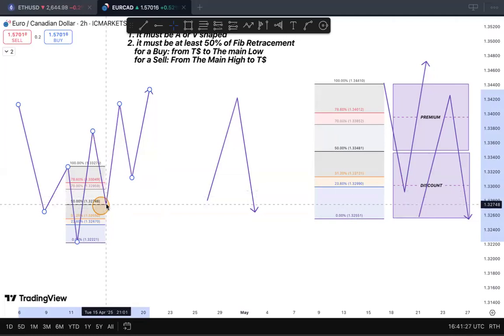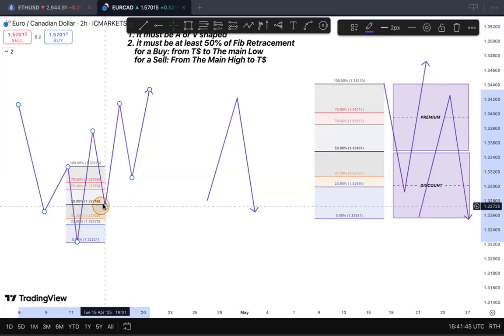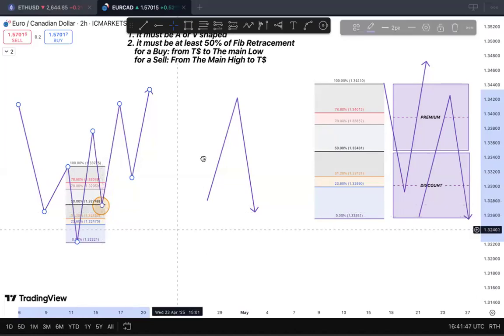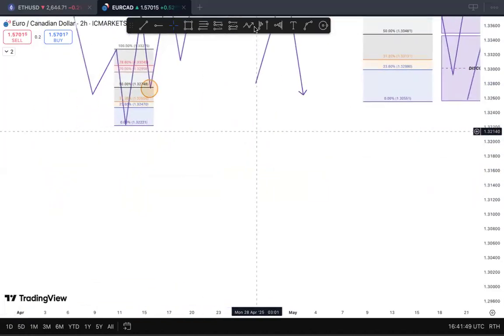So it is either at least, remember that word, at least. That means the lowest it should be is 50. But what you're expecting is this structural liquidity should be at the discount zone. But the lowest, the least of all is 50%. If it is not 50%, it is not valid. Okay? So if you understand this, then you're good to go. So the same thing with a sell.